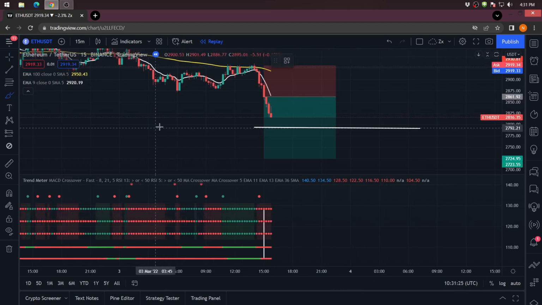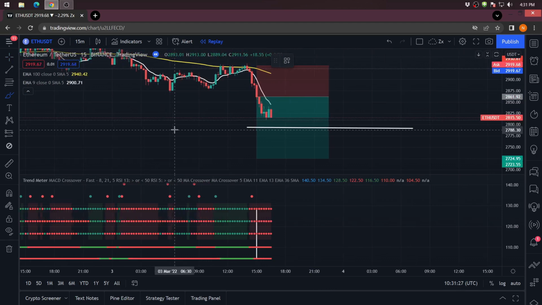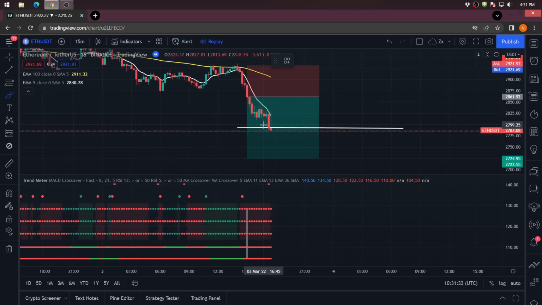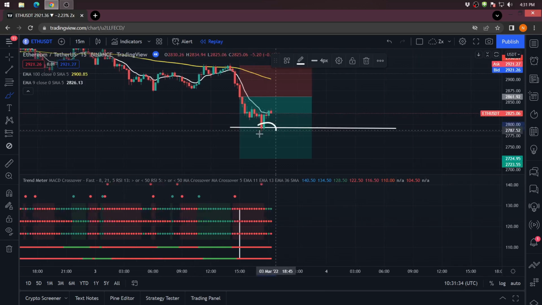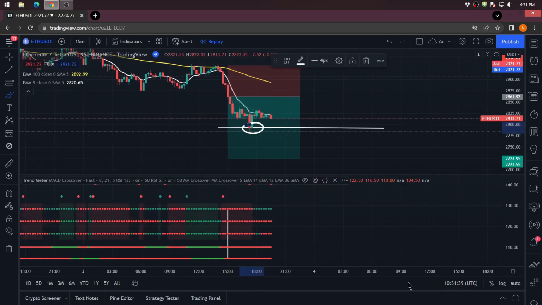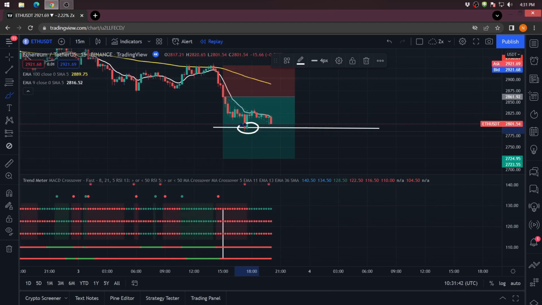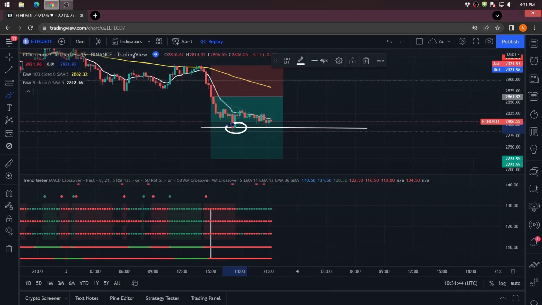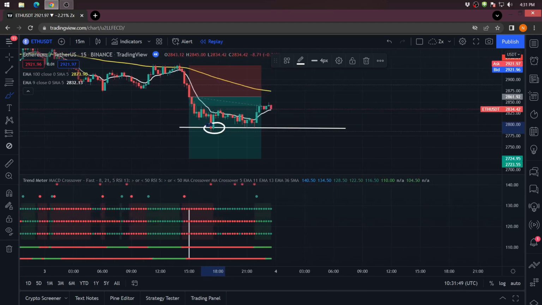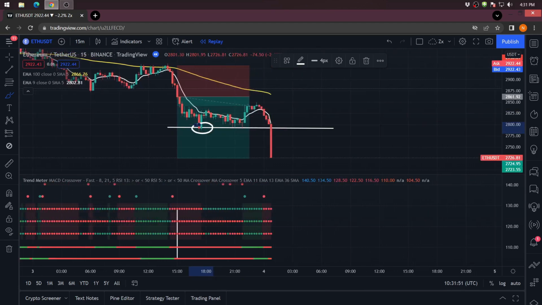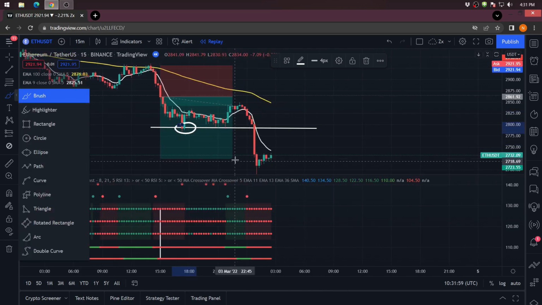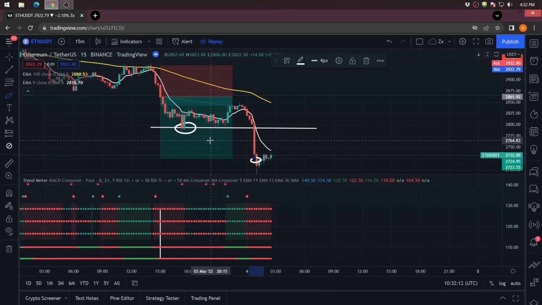And we can see after a few the price is trying to go down and successfully hit our profit target 1, and let's see what happens next. And after a few you can see the price successfully hit our profit target 2. So let's go with another example.